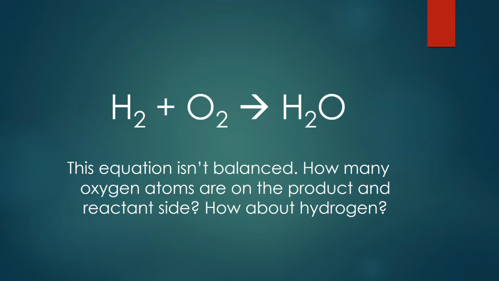We have 2 hydrogen atoms here on the reactant side, and we also have 2 oxygen atoms on the reactant side. So we've got 2 and 2. On the product side, we have 2 hydrogen and just 1 oxygen. So you can see our hydrogens, we have the same amount on both sides of the arrow, but our oxygen, we are off by 1. So that means we have to balance this.